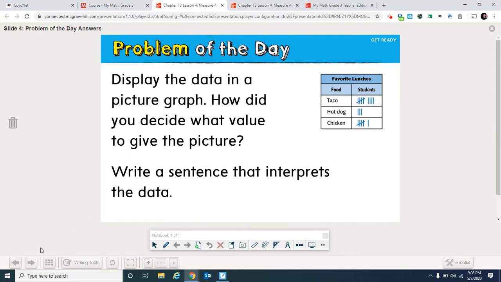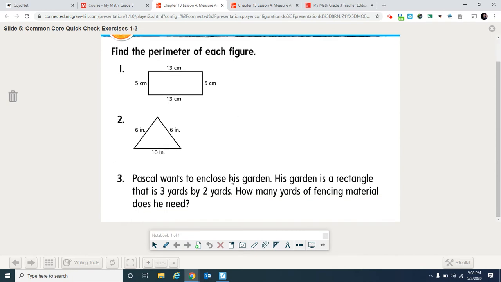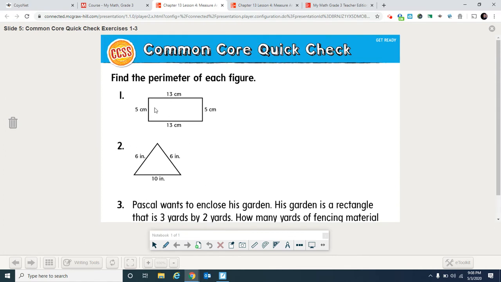All right, okay. And the Common Core quick check. So we have three questions right here that we need to answer. We'll be finding the perimeter of each figure. Number one, we have a rectangle that has 5 centimeters, 13 centimeters, 13 centimeters, and 5 centimeters. So find out what's the answer.